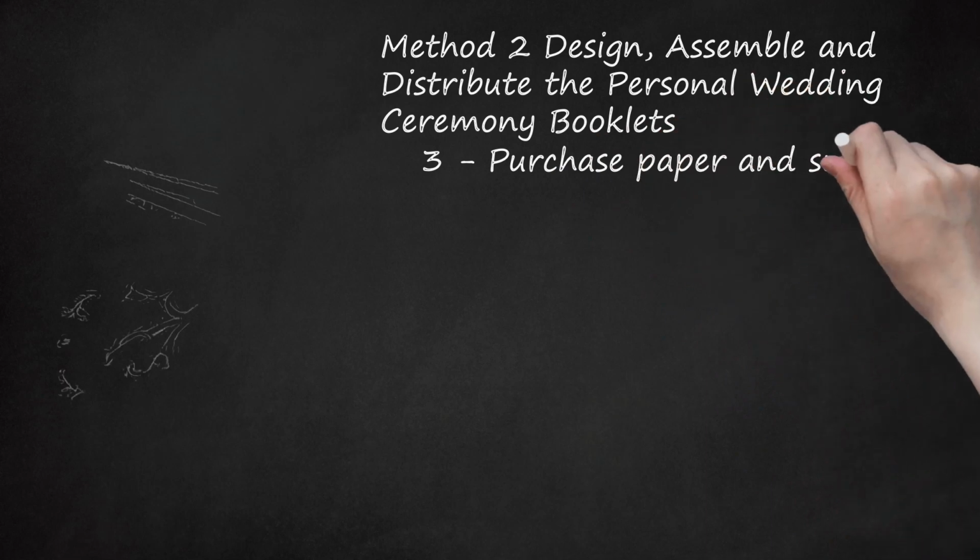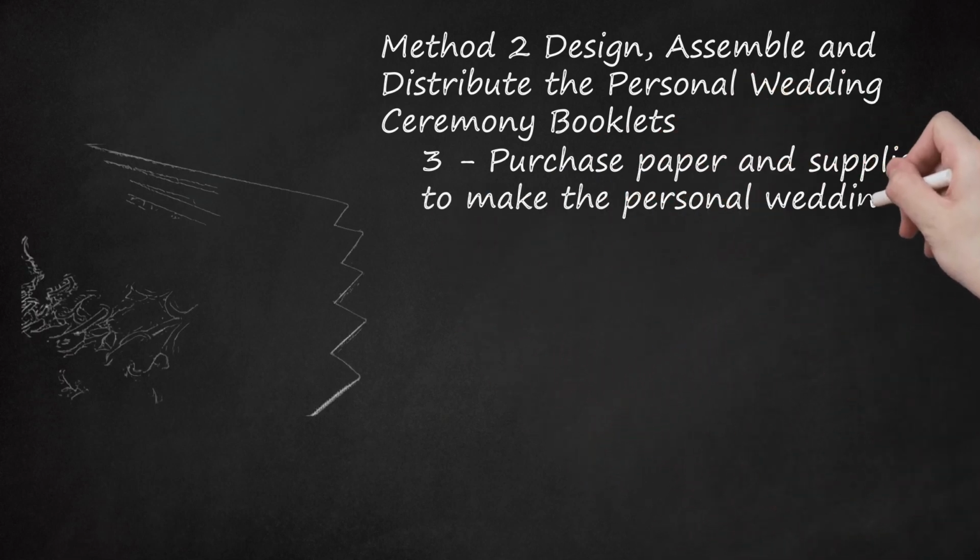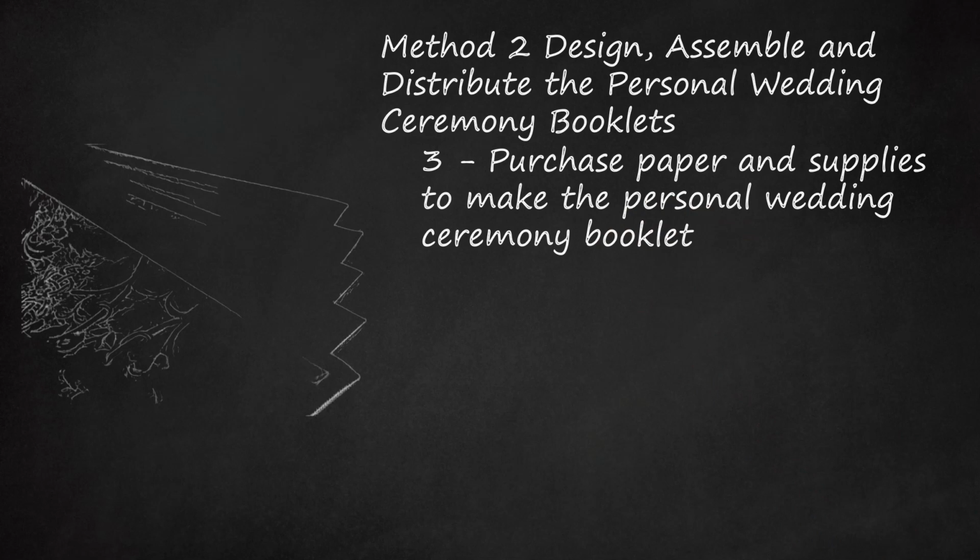3. Purchase paper and supplies to make the personal wedding ceremony booklet. Office supply and paper vendors offer many types of paper in different weights and colors. Select a paper that is appropriate for the type of booklet you are making. For example, if you are making a multi-page booklet, choose a mid-weight paper that folds easily, rather than a heavy cardstock. If you are creating a one-page panel card, your best choice would be a cardstock that won't bend easily. Ask your local paper supplier about the best paper choice for your booklet design.